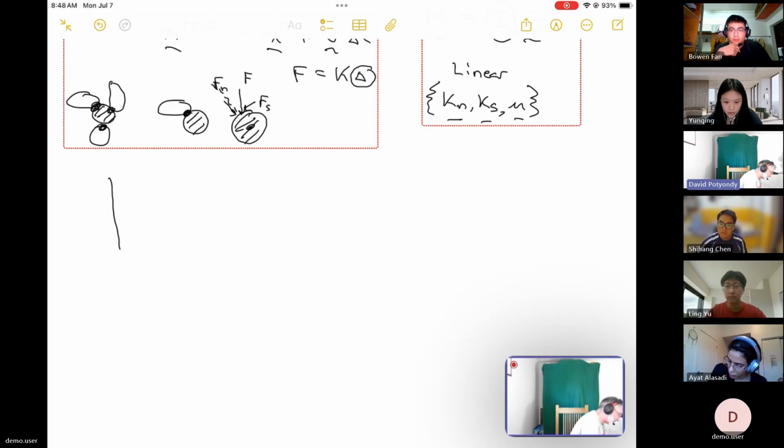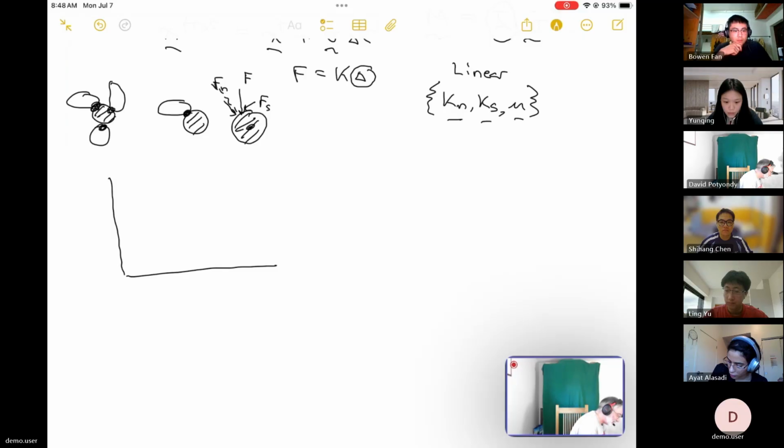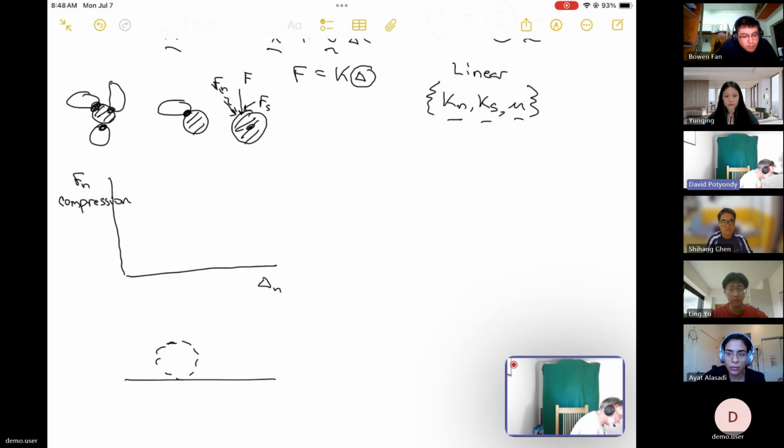So let's do this. So here we go, Fn. And this going upwards is compression, right? And this is going to be overlap. So what does that mean? Let's say there's a wall here, there's a particle, right? We force it to move down by delta n.